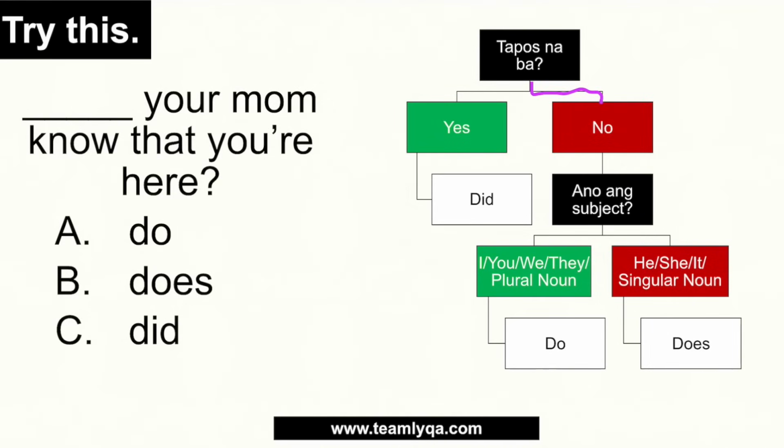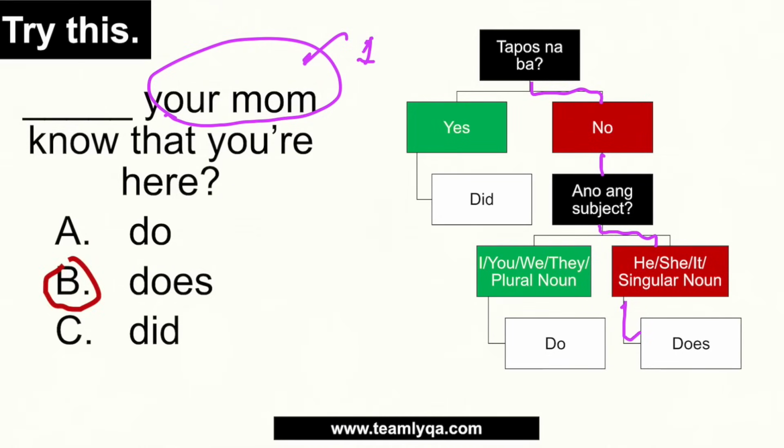No. Hindi pa tapos. Now, dahil no ang sagot, ang next question would be, ano ba ang subject or sino ang subject sa sentence? So, sino yung tinatanong niyang nakakaalam? Ang tinatanong mo your mom. So, yung mom mo ay isa lang, kasi hindi naman siya moms, no? So, ibig sabihin, dito siya sa singular noun. So, the answer would be does. Does your mom know that you're here?